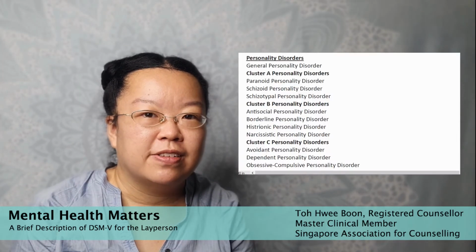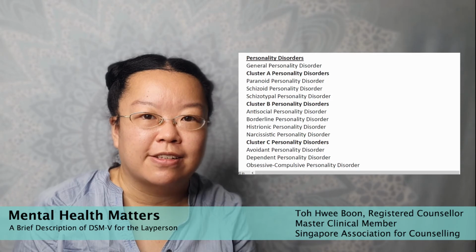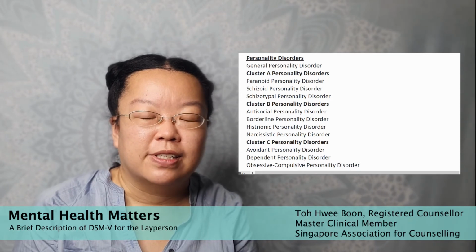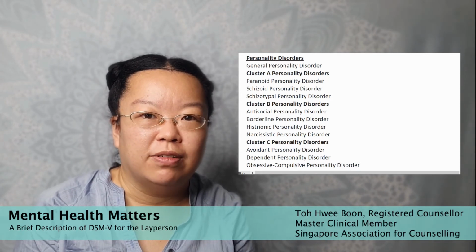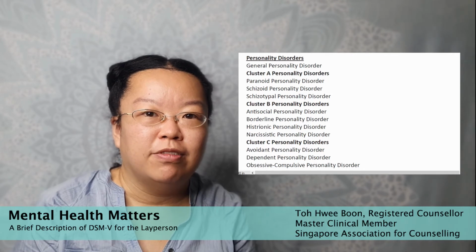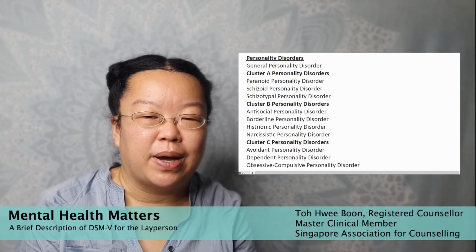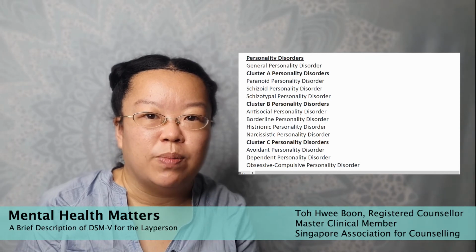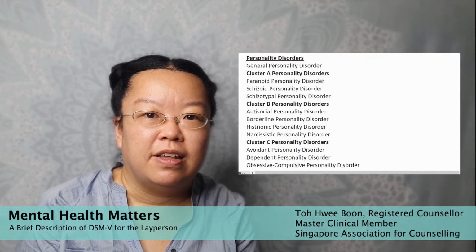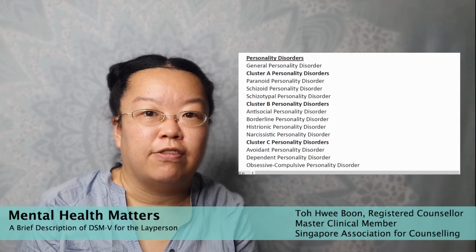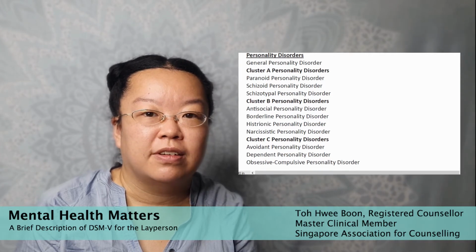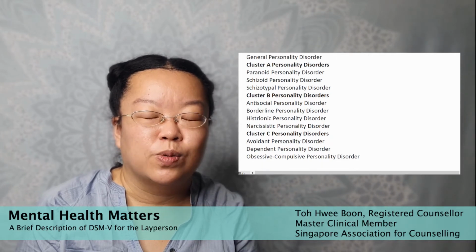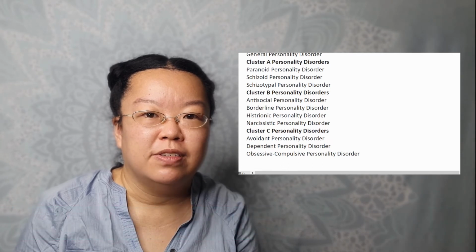Personality disorders, which are usually divided into three clusters. The first cluster, schizoid or schizotypal, are those who avoid people and they like to be by themselves and are a bit weird. Those who are in cluster B have emotional dysregulation. They are sometimes impulsive and they have antisocial behaviors. Cluster C are those who actually have fearful responses and they try to avoid fear.